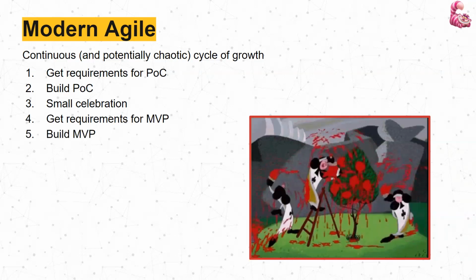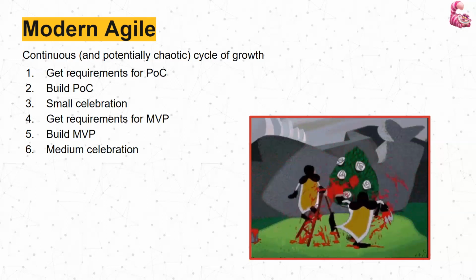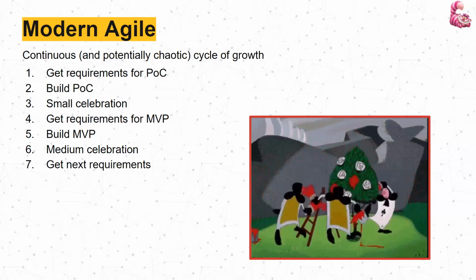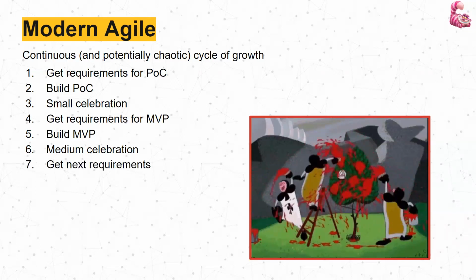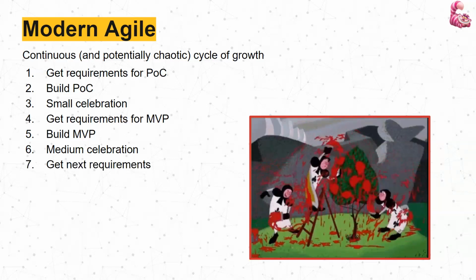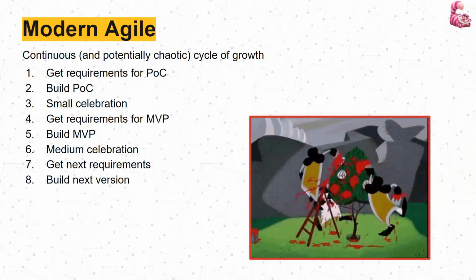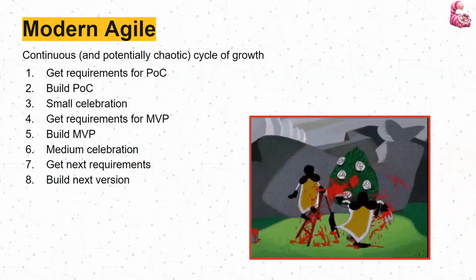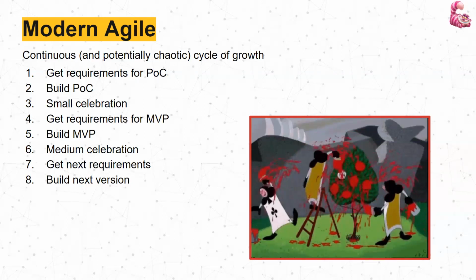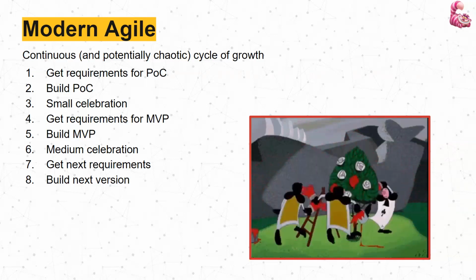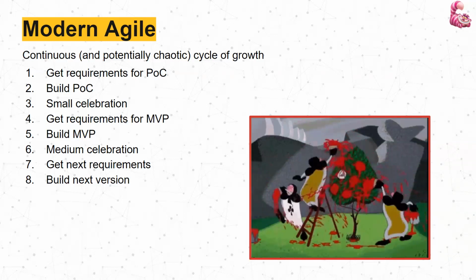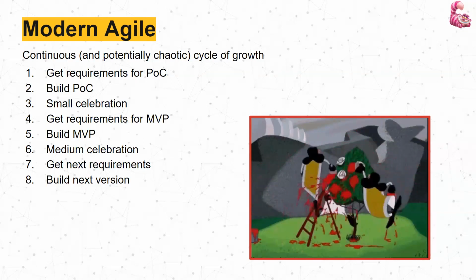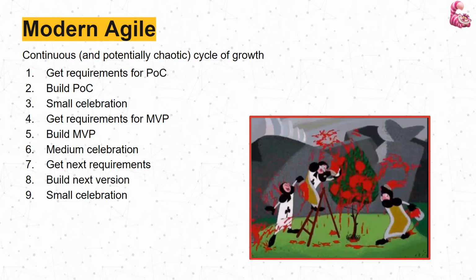You sensing a theme here? And then you have a medium celebration, right? Because you're a little more done. It's something that's actually usable. And then you get your next requirements. What do you think comes next? Oh, you can't celebrate till you've built something, but I like where you're going. I would rather celebrate all day. I think Sam's celebrating that you gathered the requirement. You build that next version and then a small celebration.